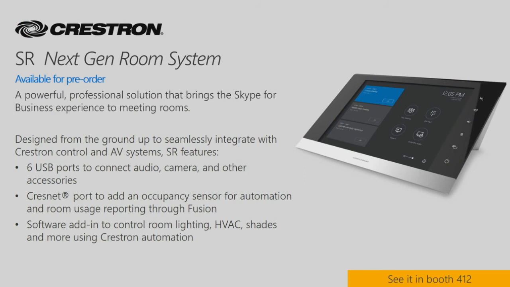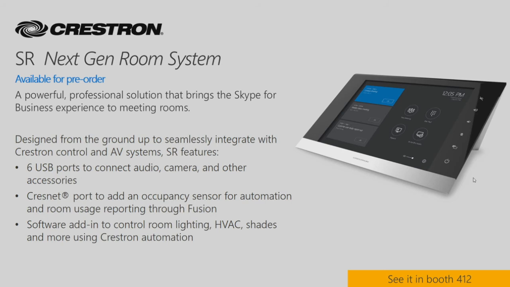From Crestron, this is what they call the SR Next Gen Room System. This one is also a Surface Pro-based device. Now their differentiator, what they've done a little differently than the others, is they're the first ones to enable this OEM extension. And so you'll see on their dock, they've got a little button here. It's a hardware button, just a touch button. And that invokes their custom app that they've built to integrate with their room automation systems.